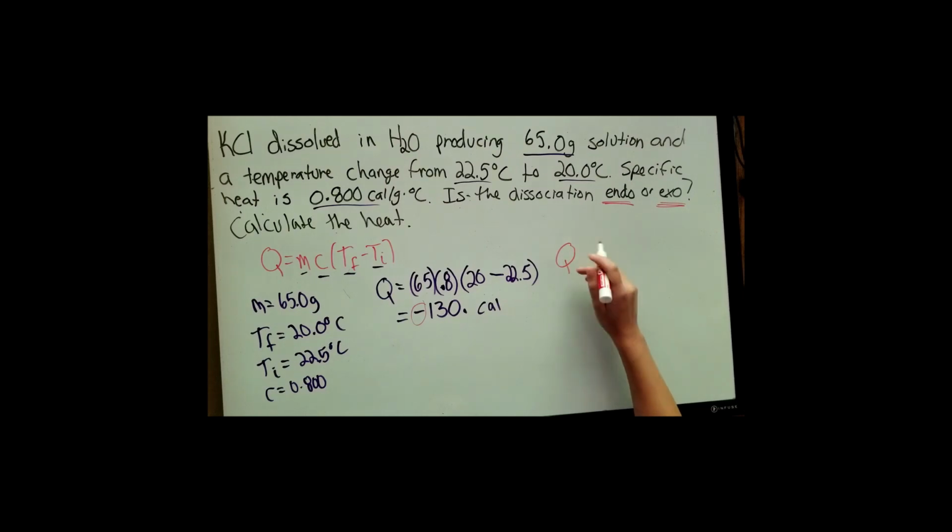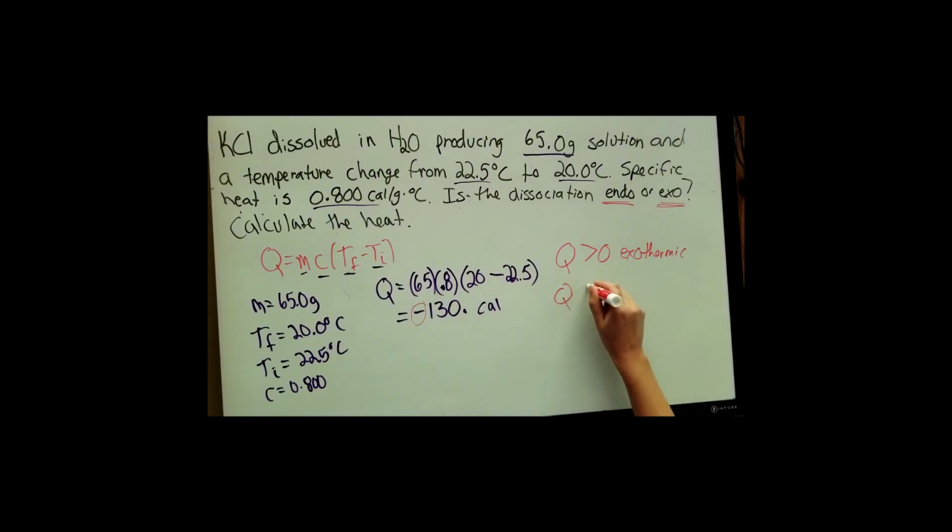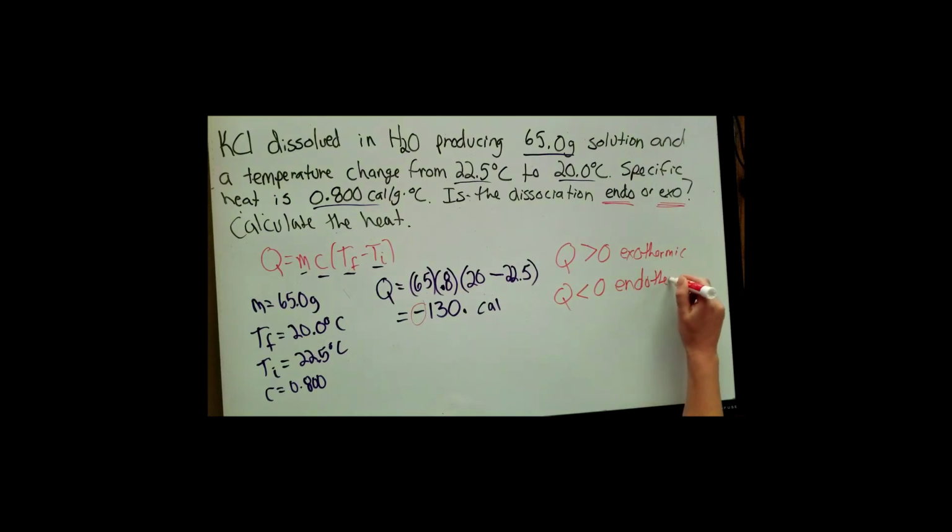Because on the previous one we said if Q was greater than 0 or positive, we have an exothermic reaction. If the Q value is less than 0, we have an endothermic reaction. Okay, so in this case, it's the latter, right? The Q is less than 0, it is negative. So this reaction is in fact endothermic.